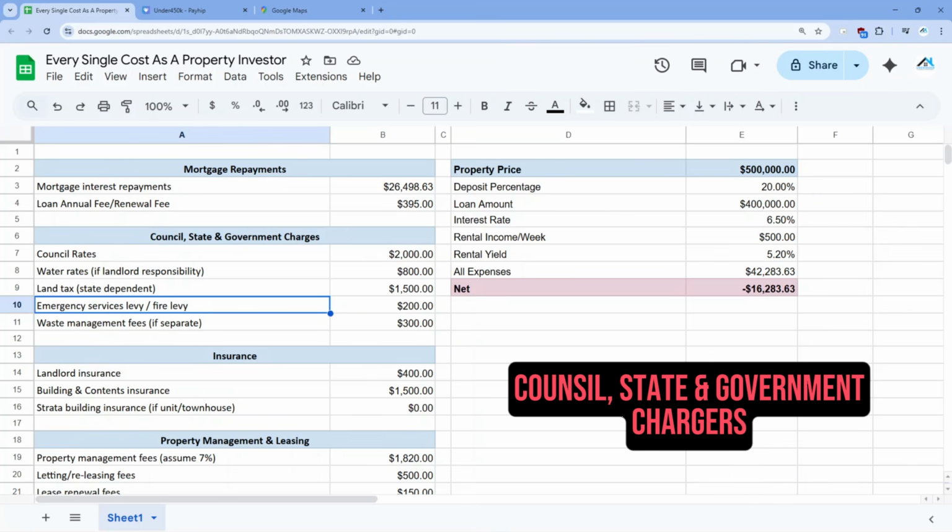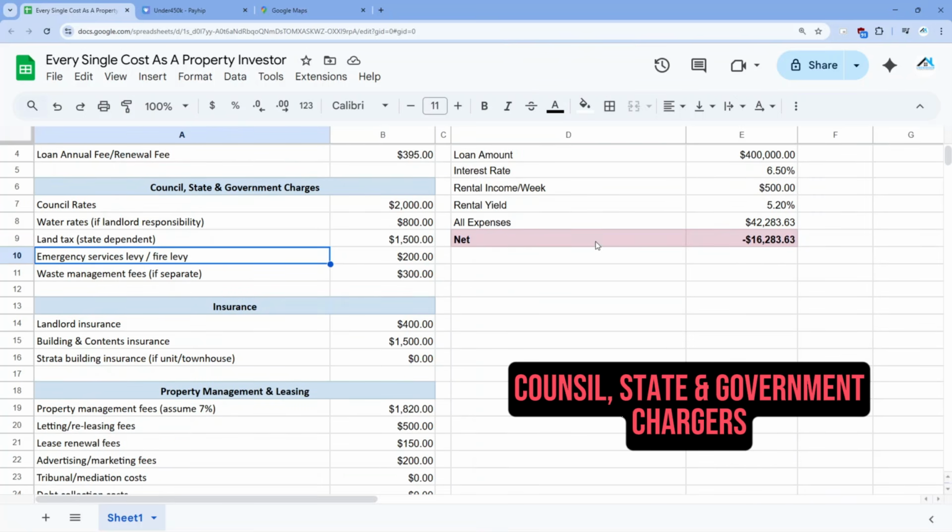However, it will come on the council rate bill in total. Now, similar to this, we'll have the waste management fees. Again, it depends state by state and how they actually bill it out to you, but it's usually within the council rates as a separate line item.